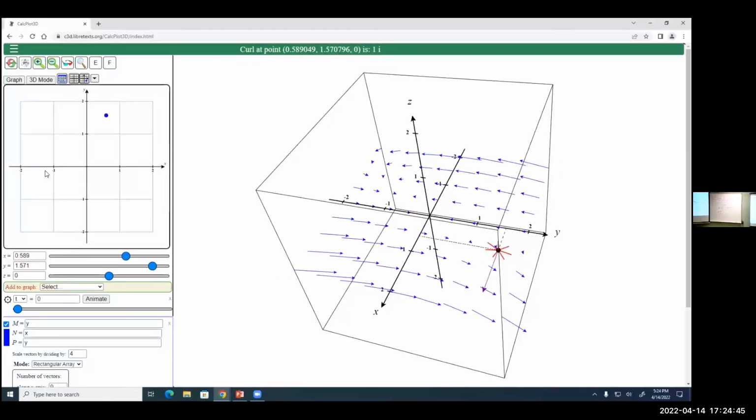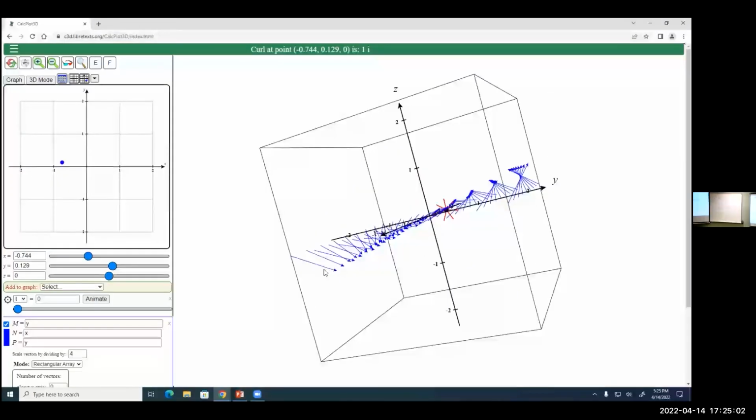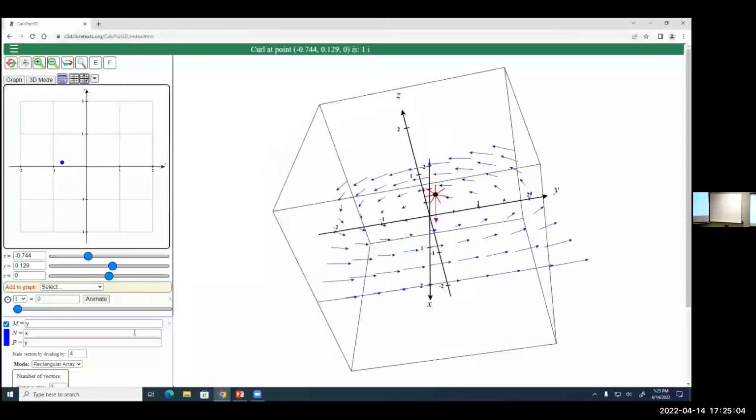And we can see, depending on where the point is, we have a different rotation. In all of these, that's rotating the same way, which is why that purple vector is always pointing in the same direction. And we can see it is in fact a 3D vector field.